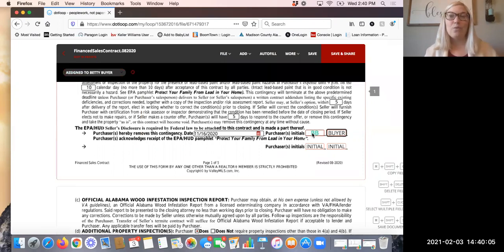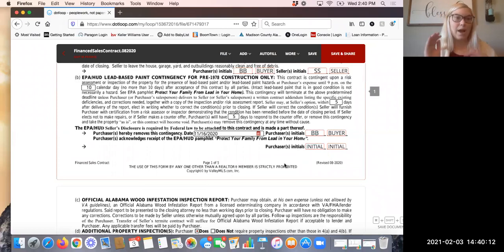If it is pre-1978, they will not initial the top one. They will go in and initial the bottom one. Okay, so it's not a they-initial-both right there. It is they either initial the top or they initial the bottom. Again, the top is post-1978. If it was built after 1978, they initial the top. If it is pre-1978, they initial the bottom. You also must have a lead-based paint addendum if it is pre-1978. You must have a lead-based paint addendum, okay?